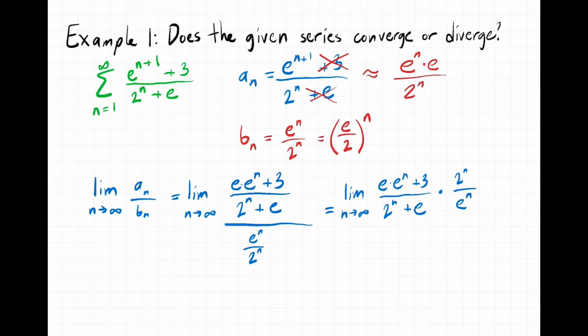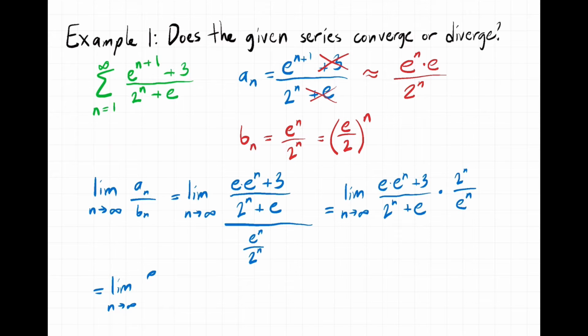Now, what I'll do now is a little bit of rearranging here. This is equal to the limit as n goes to infinity of, let's see, I want to group the parts that have the e to the n together and the parts that have the 2 to the n together. I can rearrange this any way I want to because we're just multiplying two fractions. The result is the product of the two numerators divided by the product of the two denominators.